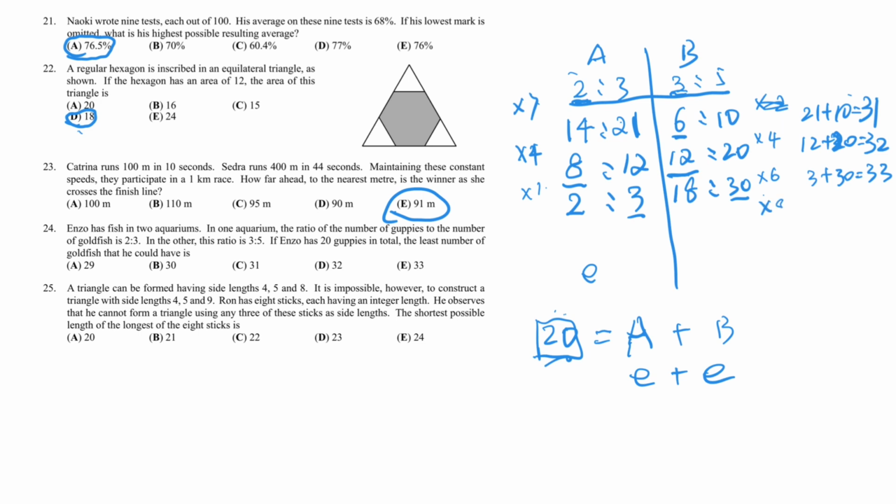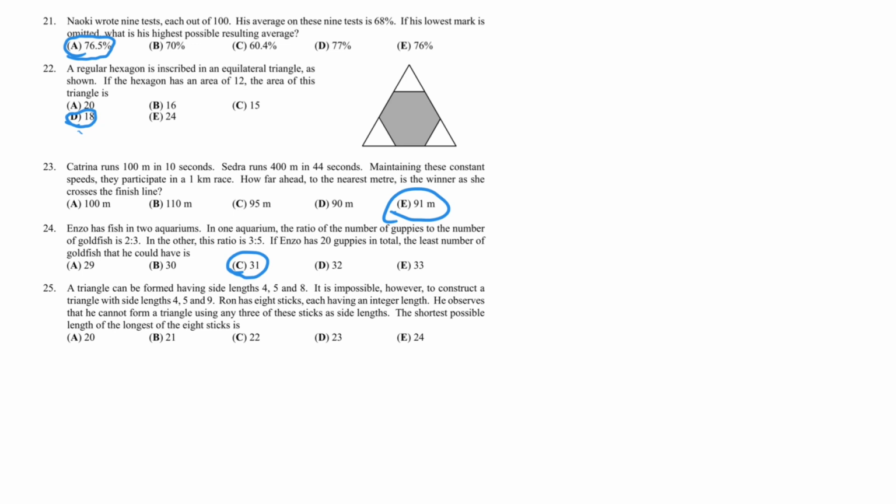Next even number is 8. Times 8 will give us 24, not possible, that's over the total 20. So times 8 is not possible. So the only 3 possible totals are 31, 32, 33. So the smallest number is 31. Therefore, the least number of goldfish could be 31 in total. That's the choice C.